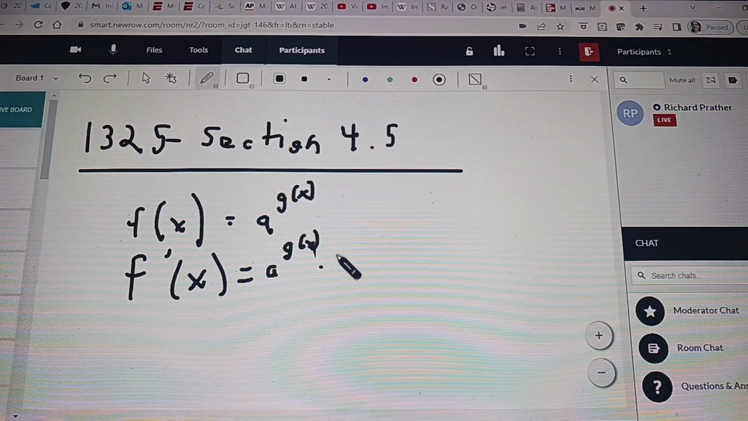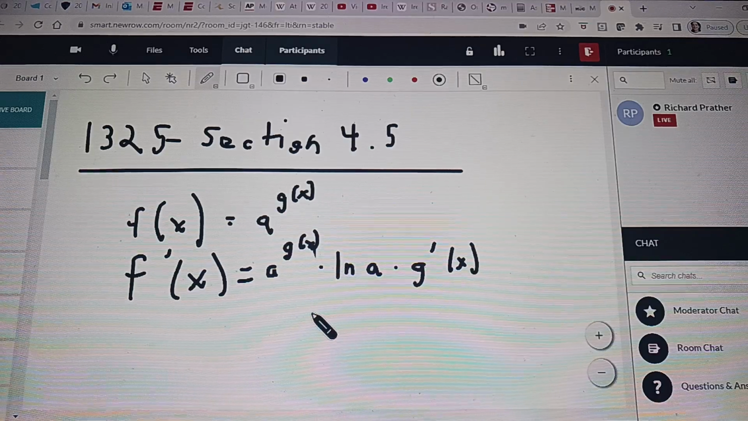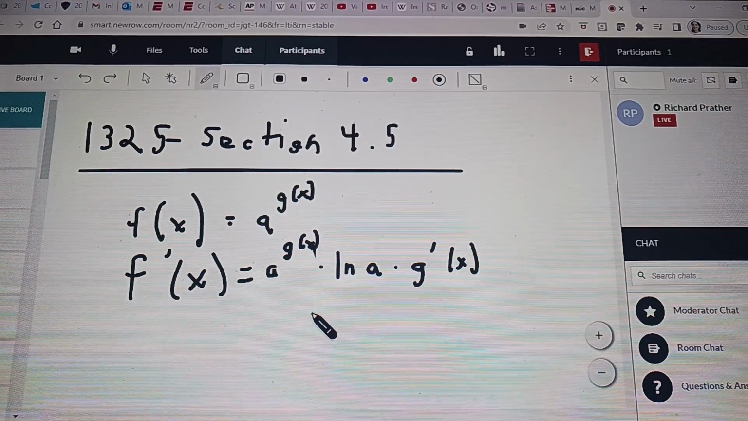And then you multiply by ln of the base a. Now, if the base a is e, then that part ends up equaling 1 and disappearing. But if it's anything other than e, then that'll be there. And then the chain rule always applies. You always, at the end, multiply by the derivative of the inside portion, or in this case, the exponent. So that gets attached to the end.